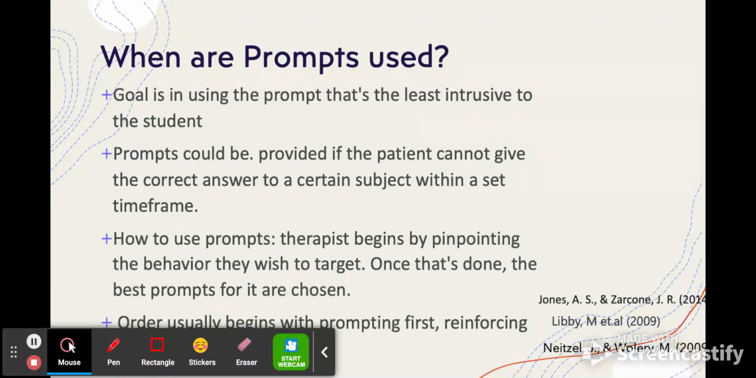a set time frame. To successfully use prompts, an ABA therapist begins by pinpointing the behavior they wish to target. Once that's done, the best prompts for it are chosen. The order usually begins with prompting first, reinforcing second, and fading last.